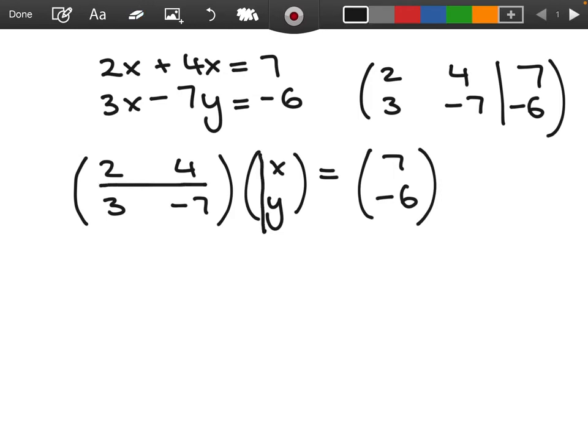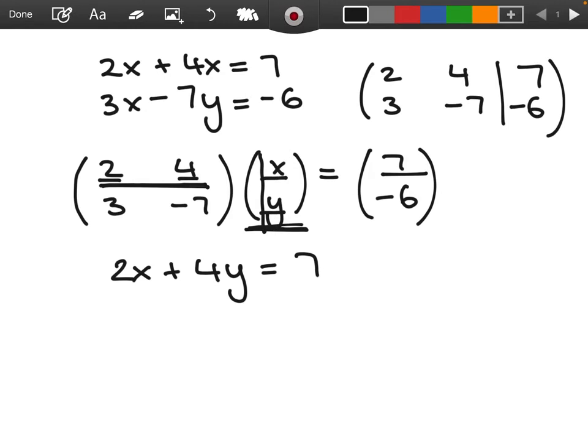Why is this? Well, let's go back to how we multiply matrices. I do row times column, so I do the dot product. So that will give me 2 times x plus 4 times y. And because I've done the first row multiplied by that first column, it gives me the first entry in my resulting matrix. Do the same thing.